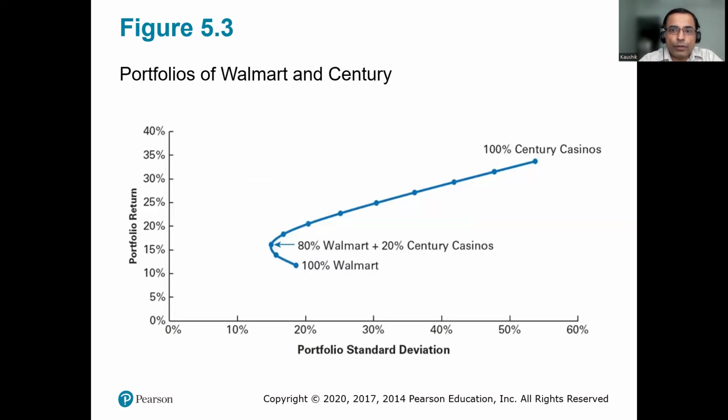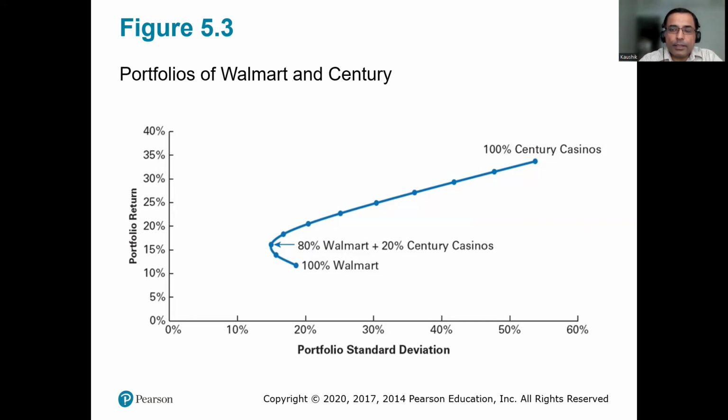So now we move on to this graph. This is a graphical plot of portfolio return versus portfolio standard deviation. We start with a portfolio having only Walmart stock, that is 100% Walmart. We gradually increase the share of Century Casinos, and we notice that the portfolio return increases, but the standard deviation decreases. That is, the return increases, the risk decreases.